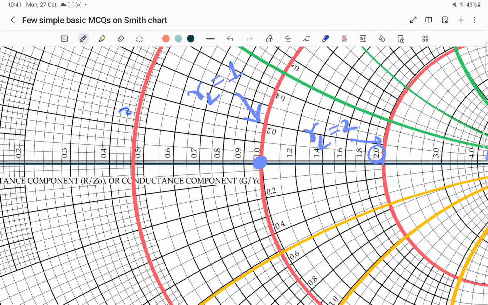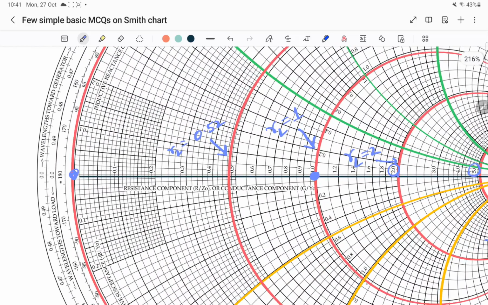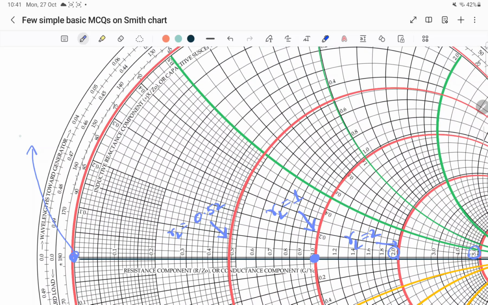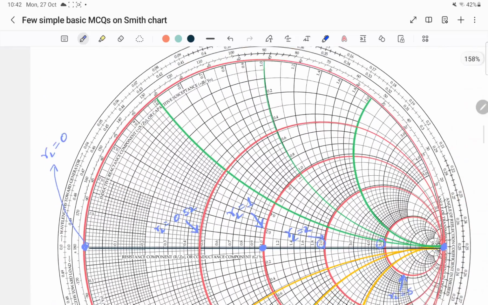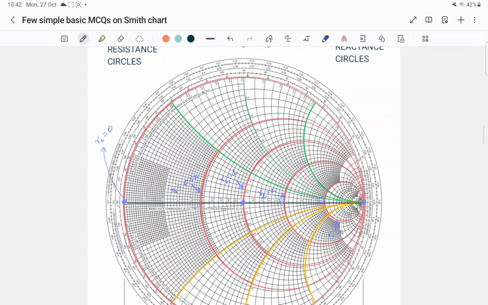So let us say for this particular circle, the resistance value is close to 0.5 RL. Similarly, if you take this outermost circle, it has a value of RL equal to 0. So this is an important thing. Let me write this on the outer side so that it can be referred later. This is the RL equal to 0 point. Not only the point, the entire outermost circle, the biggest circle in the Smith chart, represents RL equal to 0.